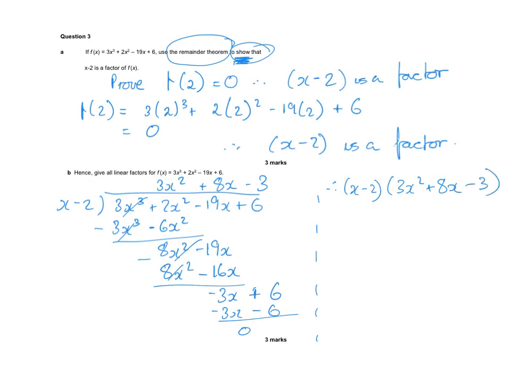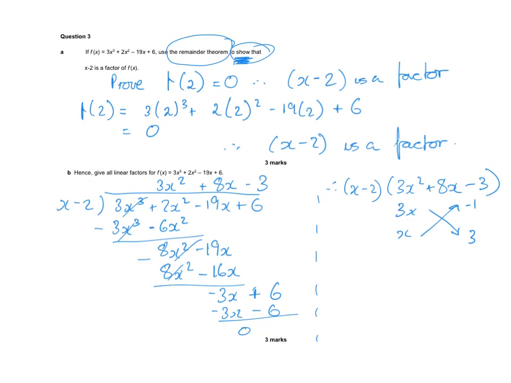Now, they are not linear. Only one of them is linear. 3x squared plus 8x minus 3 is not. So how do I now go about getting linear factors? I need to factorise my quadratic. A couple of ways you could do that. Cross-bridge or decomposition. A lot of people did not do this very well. Okay, they stuffed up their numbers. So my factors are minus 1 and 3.